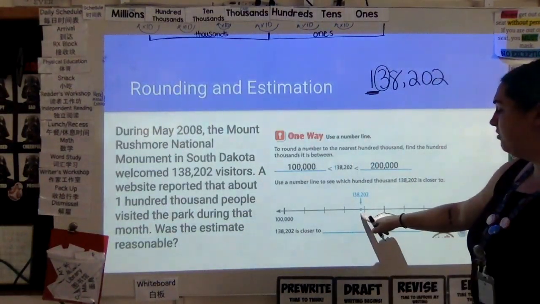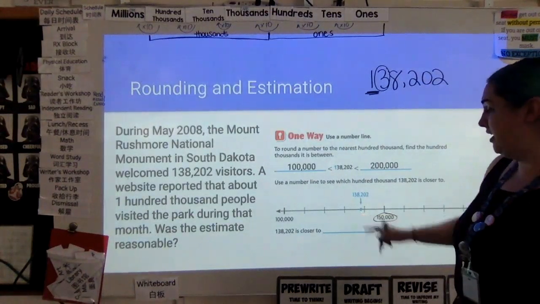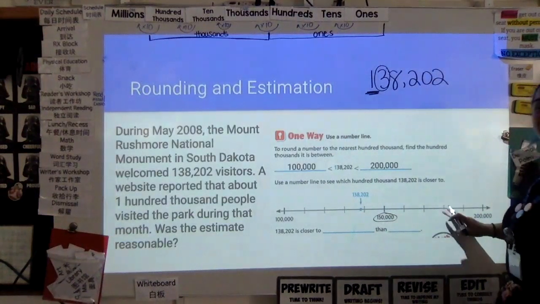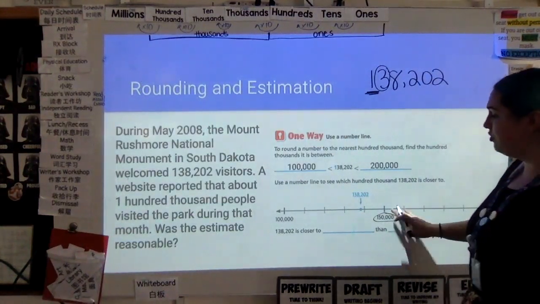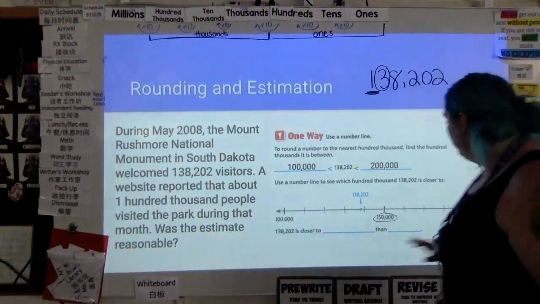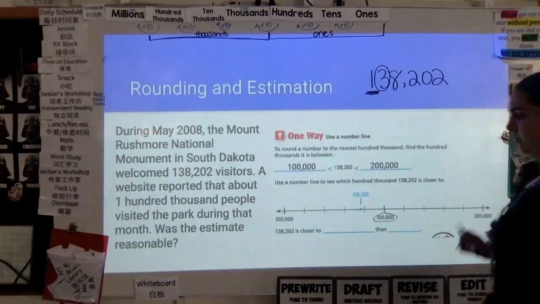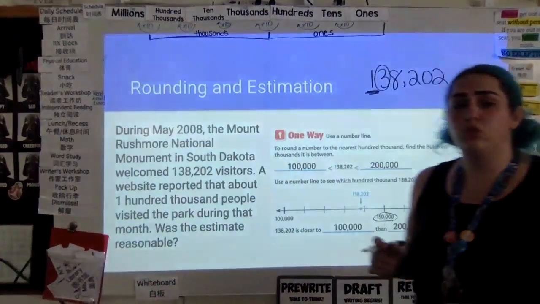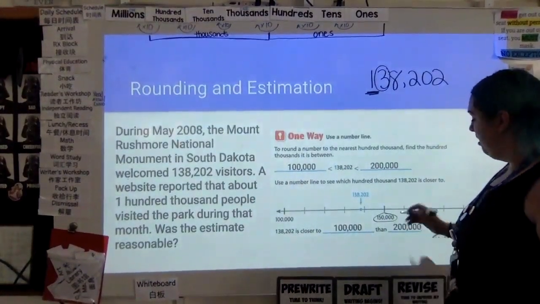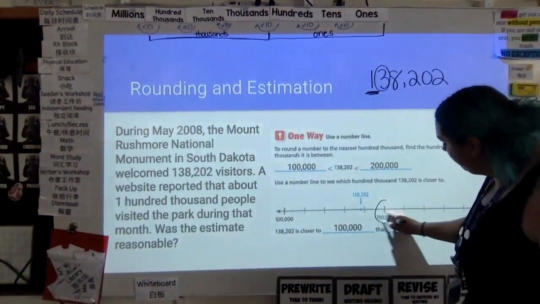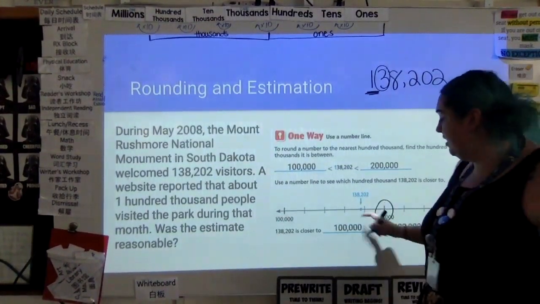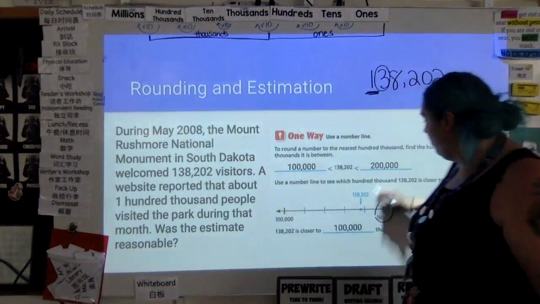Here is where 138,202 is located on this number line. What is it closer to? Is it closer to 100,000 or 200,000? It is closer to 100,000 than 200,000 because here is our halfway point, and it is on this side of the halfway point. So it is on the side that is closer to 100,000.